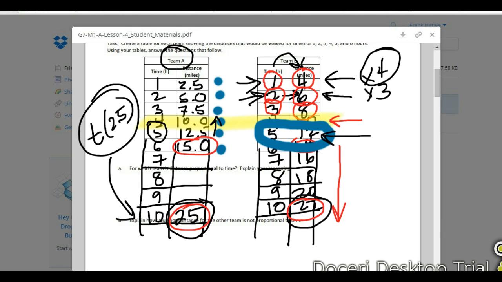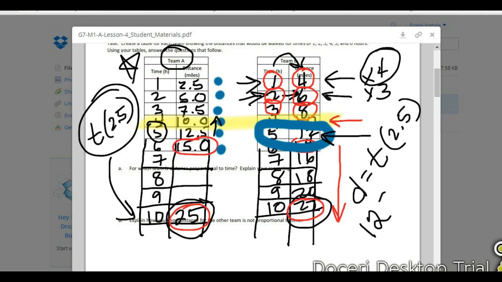Now we can apply the formula, because distance equals t times 2.5, this is for team A over here. We could apply that, distance equals time times 2.5, but now we know the distance. So if we did the distance as 12 equals t times 2.5, then all we would have to do is divide 12 by 2.5.